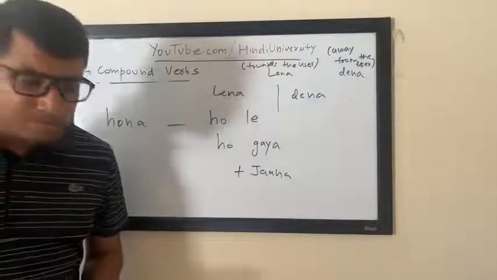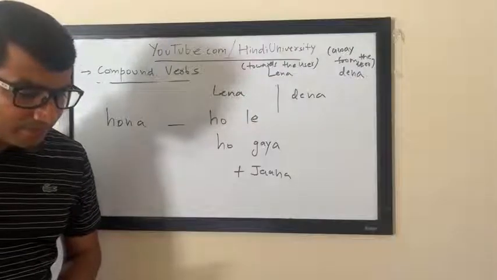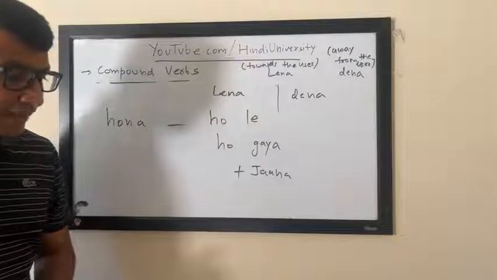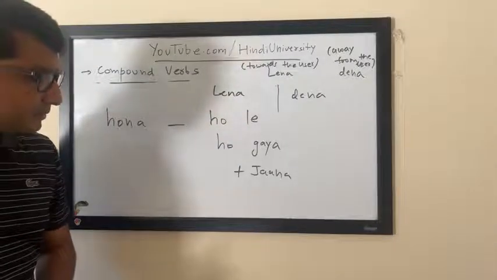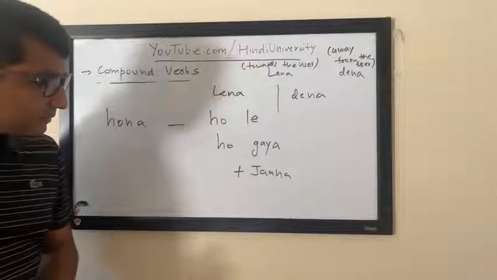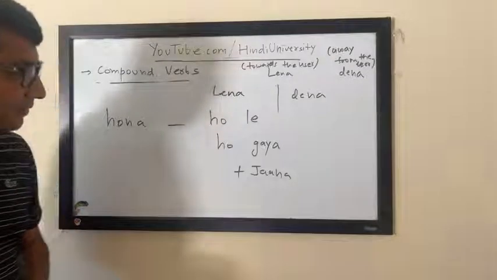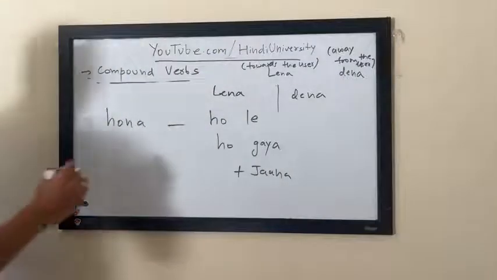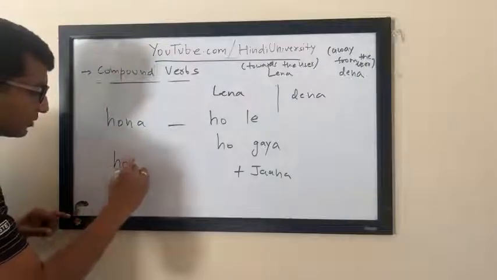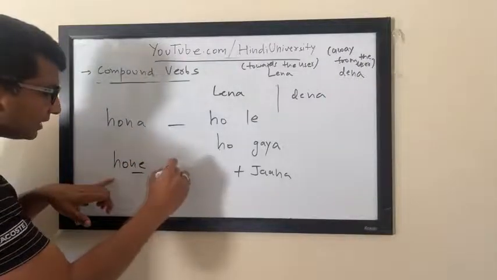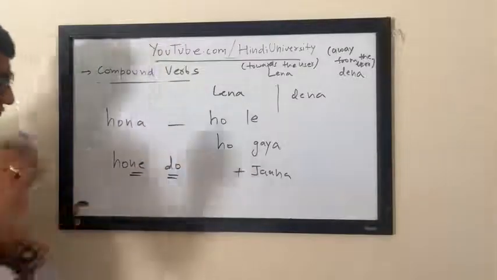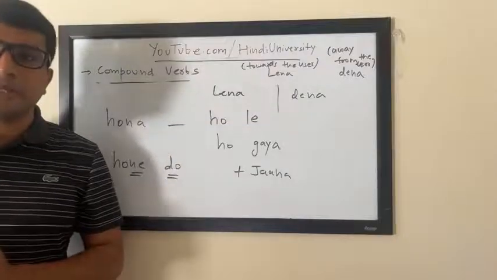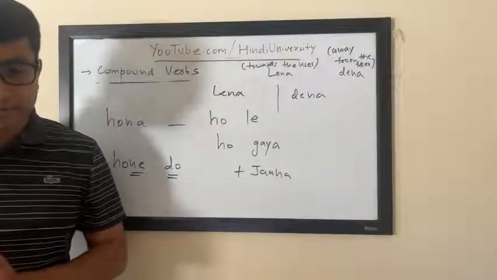I always think of holo as being let it be or let it happen. If something is going to happen, then I might say holo, let it happen or let it be. I would say hone do. Remember, we've done it in one of the previous classes: jane do, hone do, bolne do. Let them talk or let them speak.